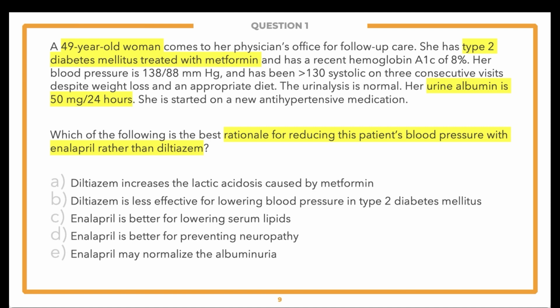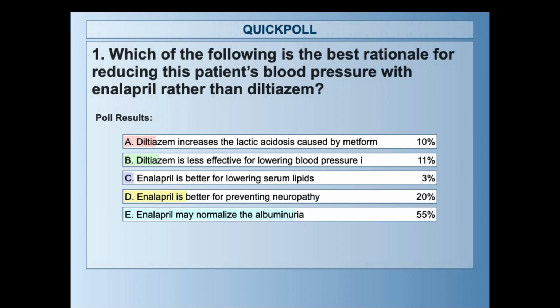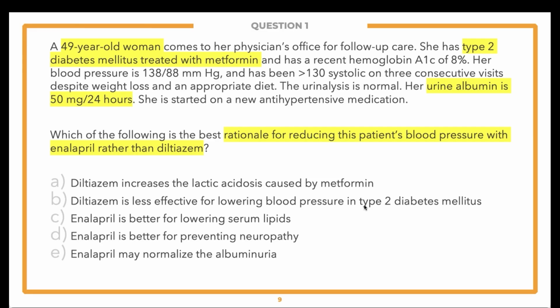Okay, we're going to launch that poll. Let us know what you're thinking. Okay, so it looks like just over half of you went with answer choice E, enalapril may normalize albuminuria. And then second place was answer choice D, enalapril being better for preventing neuropathy. And then almost a tie for third place between answer choices A and B. Okay, very interesting. So let's go ahead and hide the results, and let's share the answer.